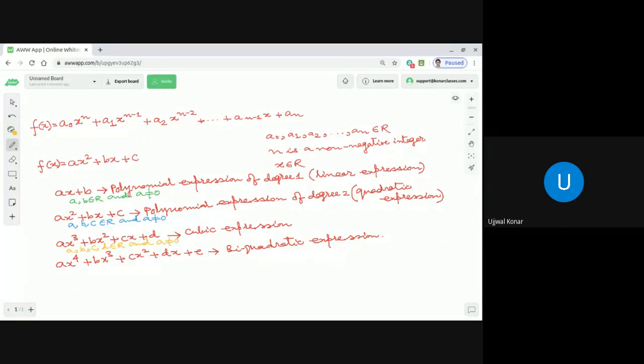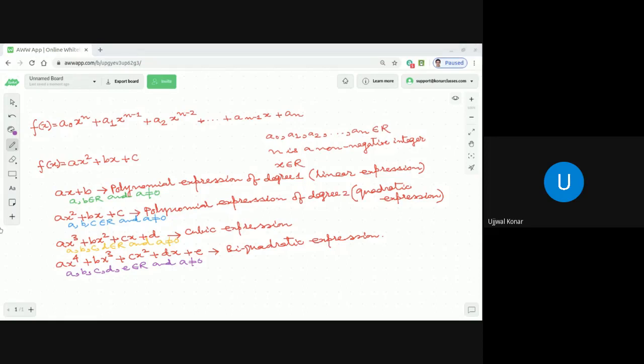Because the moment a is equal to 0, this cubic expression reduces to a quadratic expression. And then it is no longer a cubic expression, correct or not? Yes, sir. If you look into this case, the fourth one, here also a, b, c, d, e all belong to real numbers and a is not equal to 0.